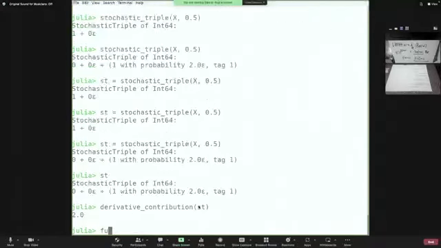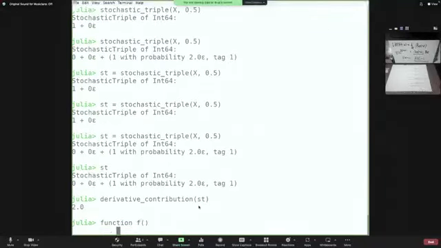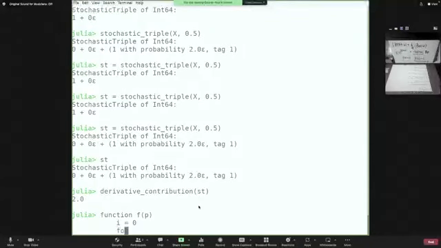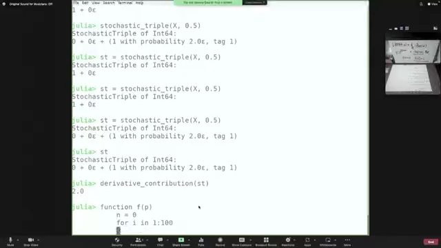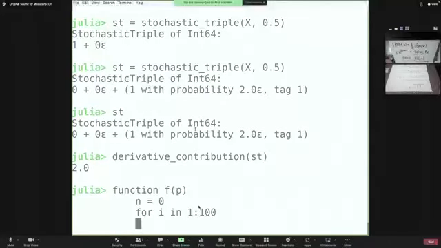So maybe I'll try a random walk. It has a dependence on parameter p. I'm going to do a random walk where I start at i equals 0, n equals 0, and I take 100 steps. Maybe I'll zoom in a bit more. And at each step, I'm going to either stay put or go to the right.